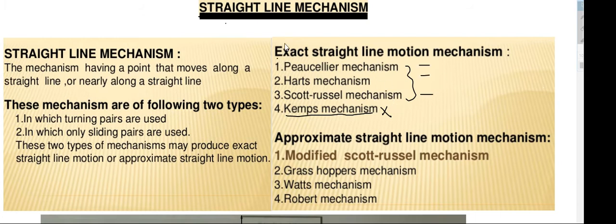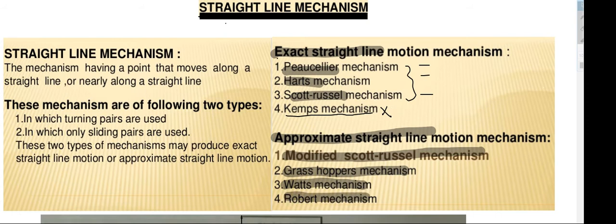That is the exact straight line mechanisms. I am again highlighting exact straight line: Peaucellier, Hart's, and Scott-Russell. And there are approximate straight line mechanisms. One is the modified Scott-Russell. Another is the Grasshopper mechanism. The next one is Watt's mechanism. One more is there, that is Robert's mechanism. But we will only study the second and third ones, Grasshopper's and Watt's mechanism. So for your examination, you should at least know two from each.